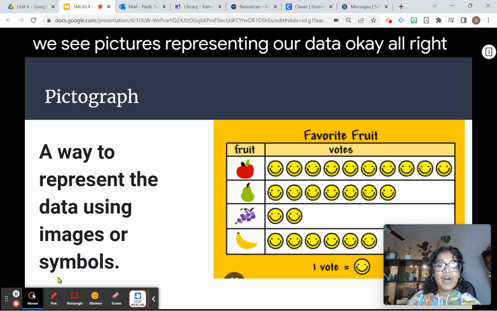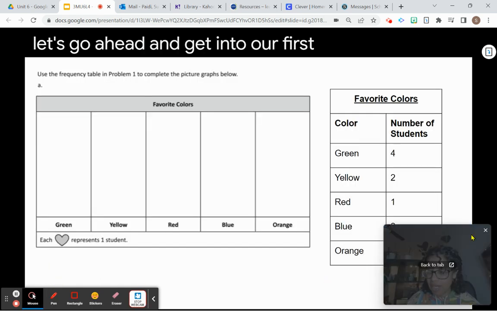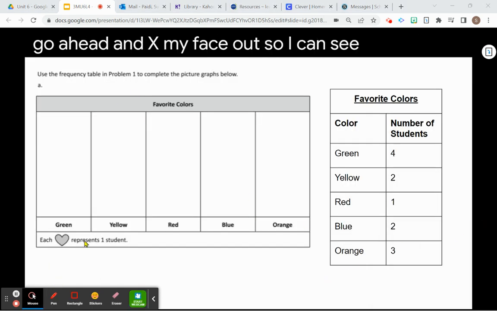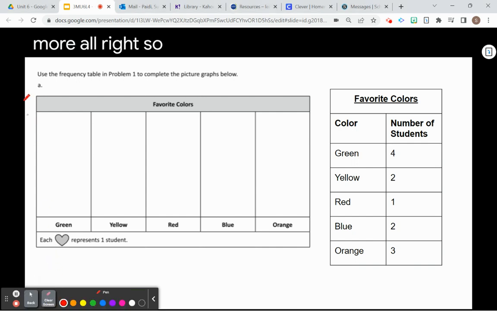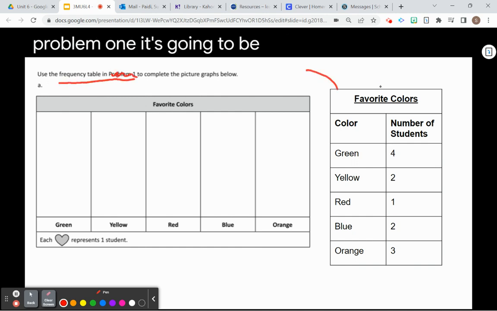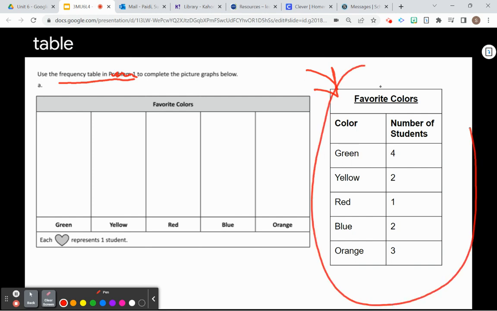Okay. All right, let's go ahead and get into our first problem. I'm going to X my face out so we can see some more. Let's read our question. It says use the frequency table in problem 1 to complete the picture graphs below. Over here we have our frequency table of favorite colors.